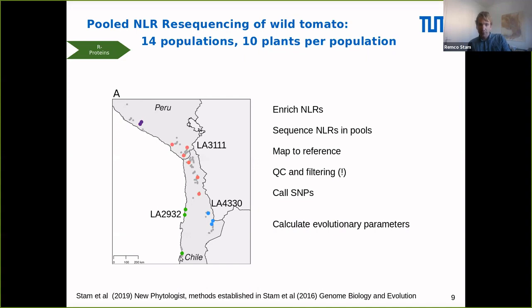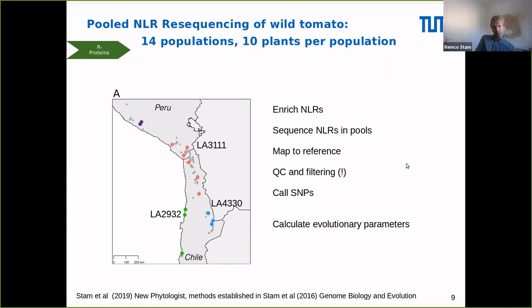So we have 14 different populations from all the different regions, including some that we used to calculate the demography. And then we take 14 populations, 10 plants per population. We do this targeted enrichment sequencing, some people call it RenSeq, where we sequence the NLRs. We do this in pools to save on money, and then we map back to a reference.